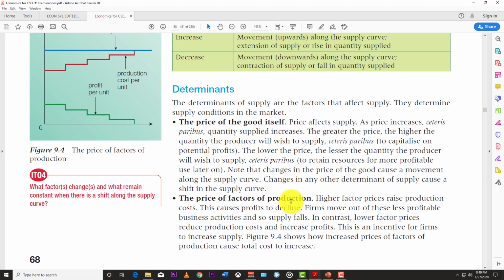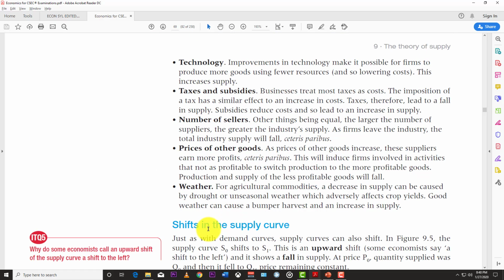All right, so let's go again. The price of factors of production: higher factor prices raise production costs. This causes profit to decline. Firms move out of these less profitable business activities and so supply falls. In contrast, lower factor prices reduce production costs and increase profits. This is an incentive for firms to increase supply. So again, lower factor prices mean more supply, higher factor prices mean less supply. Next determinant, we looked at technology already.